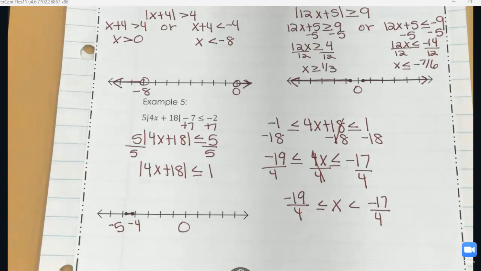Okay, that concludes our notes on absolute value inequalities.